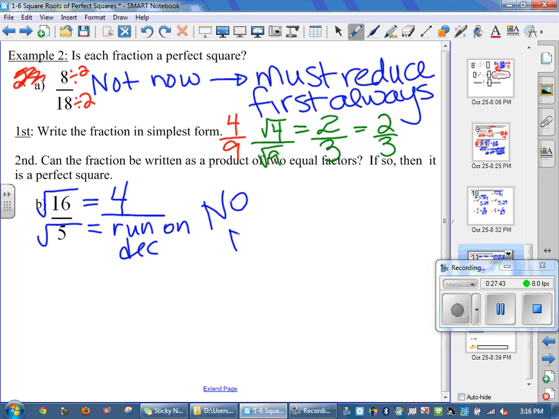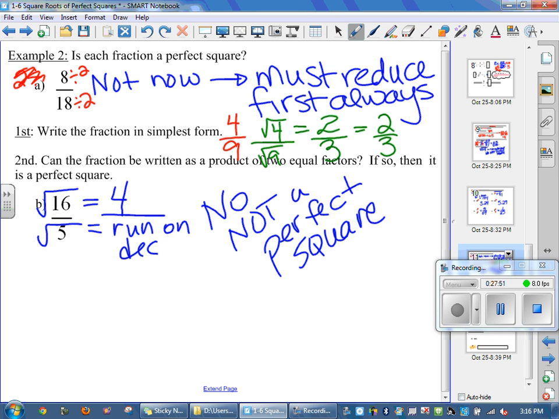Okay, because both numbers did not work. Okay, the top one did, but the bottom one did not. So no, it's not a perfect square. Let's look at the last one here, example 3. It's saying, is each decimal a perfect square?